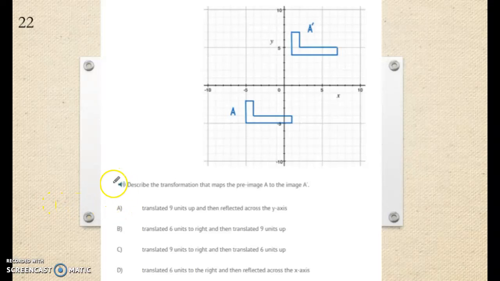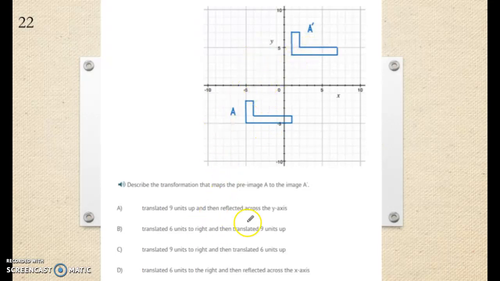Number 22. Describe the transformation that maps the pre-image A to the image A prime. So we're starting down here and we're ending up here. And I hope you guys can tell just by looking at this that this is going to be a translation. We're not reflecting it or rotating it or dilating it. We're just shifting it up and over.